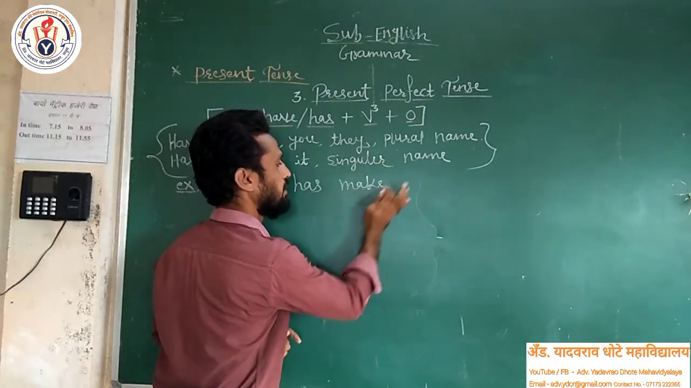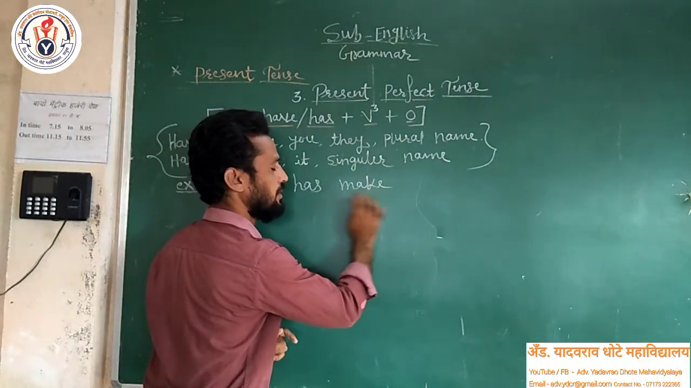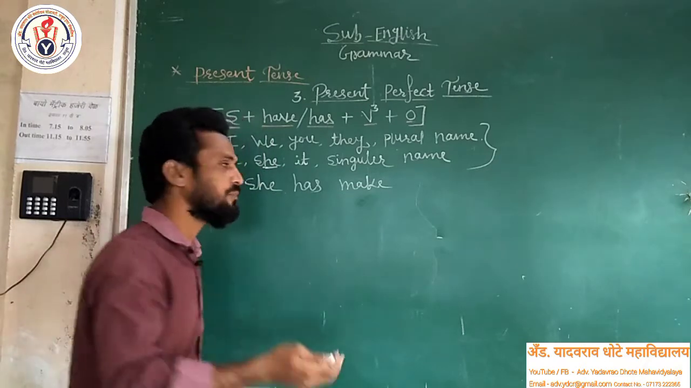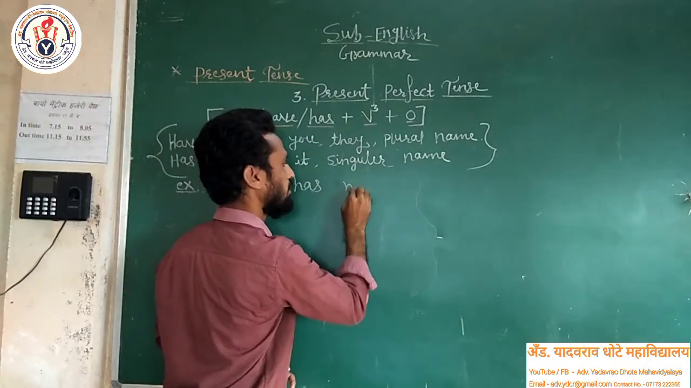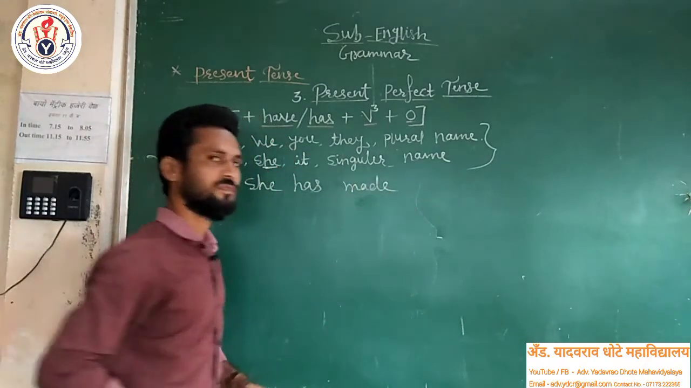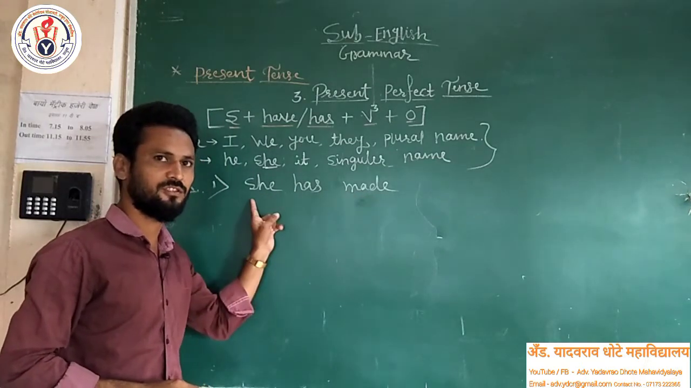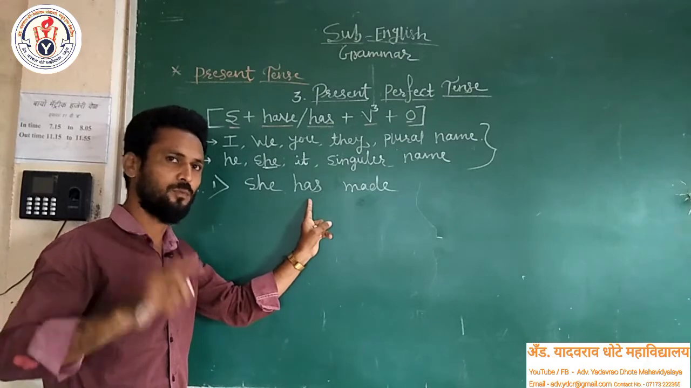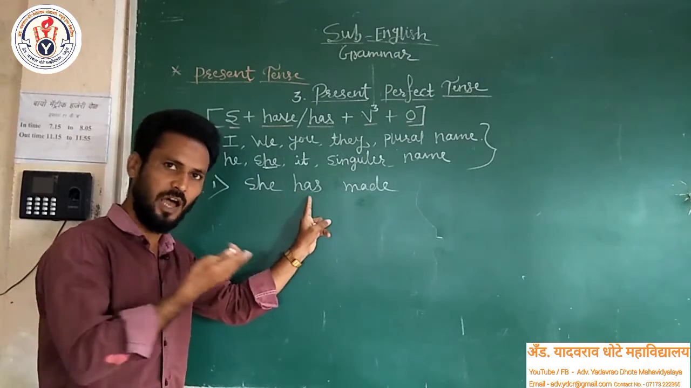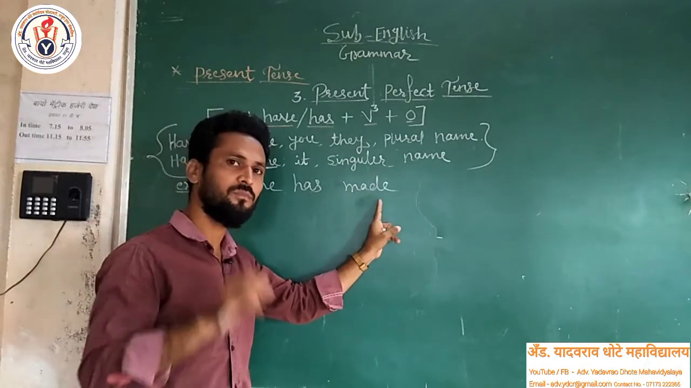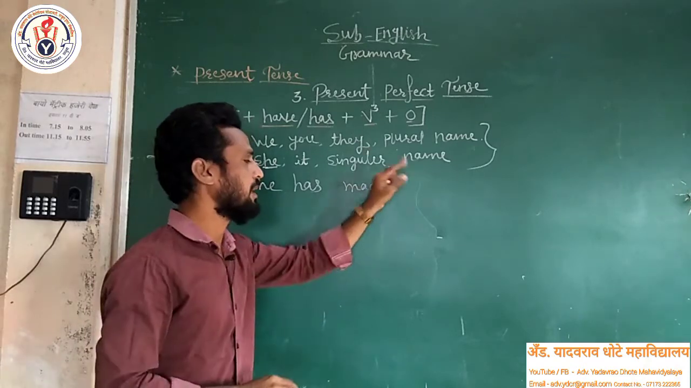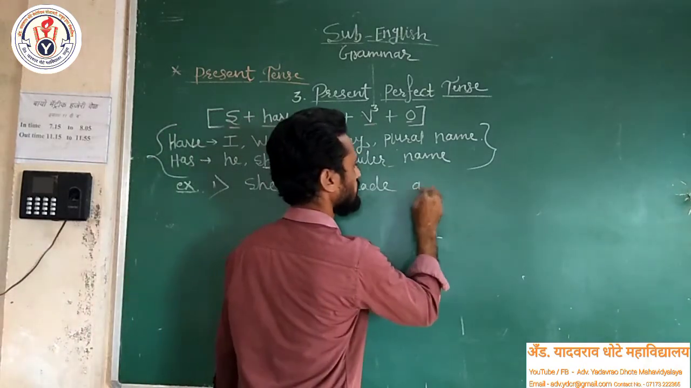So if we convert this verb into the third form, then it will be made. What will it be? Made. She has made. Subject, have or has: out of the two, we have to choose one. We have chosen has. And the third form, V3, made. The last one is the object.